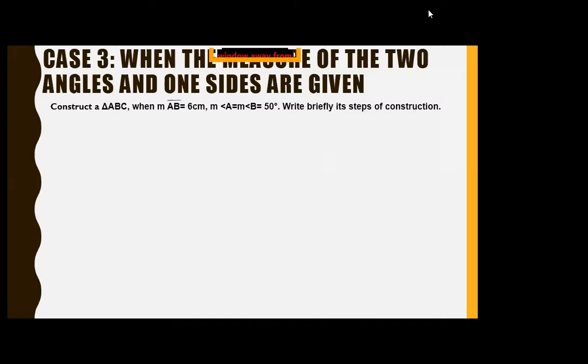Alishba Sarfaraz, please write something in the chat box whether this question is clear or not. Arib, write down in the chat box. Say yes or no.